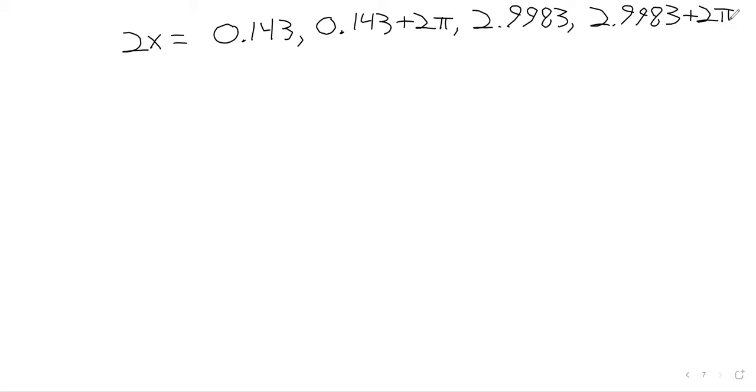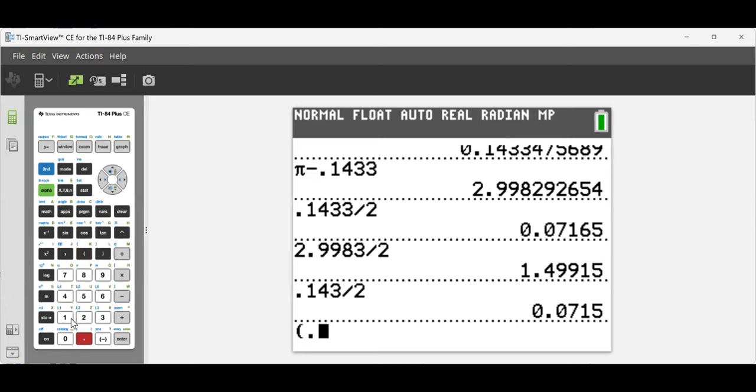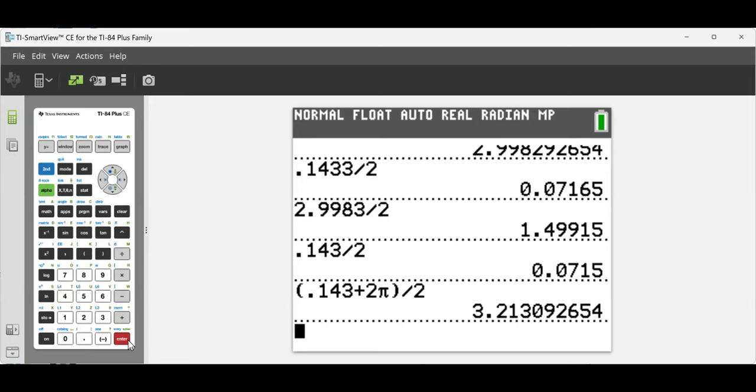And then, rather exhaustingly, we divide everything by 2. So 0.143 divided by 2 is 0.0715. And honestly, since we've got these decimals anyway, instead of getting this answer to have pi in it, it probably makes more sense to just take the entire thing and divide it by 2 to get a decimal, 3.213.